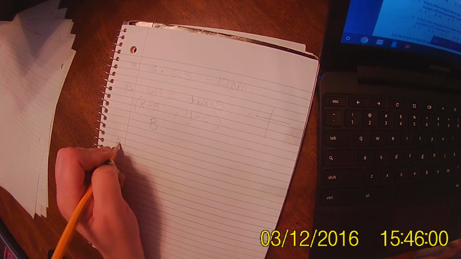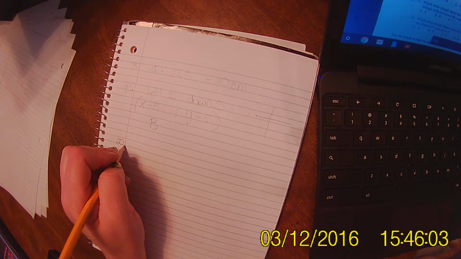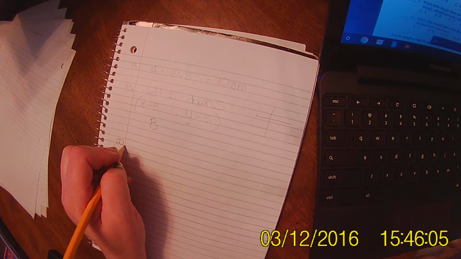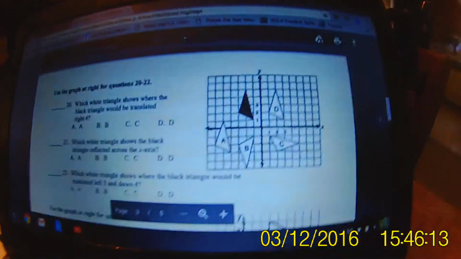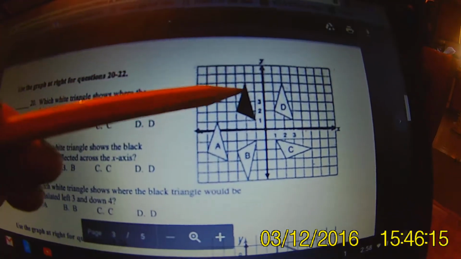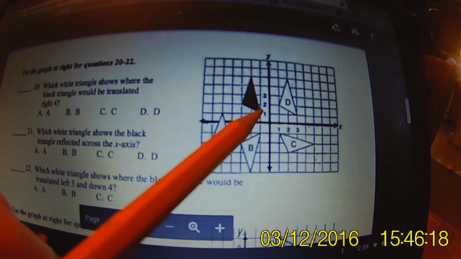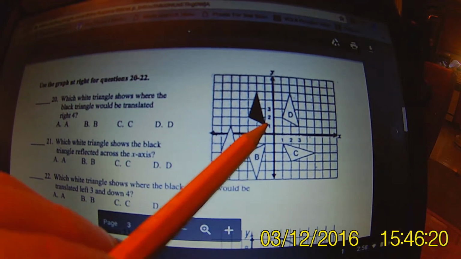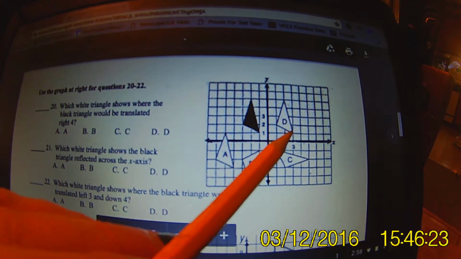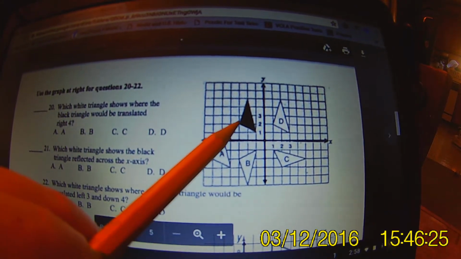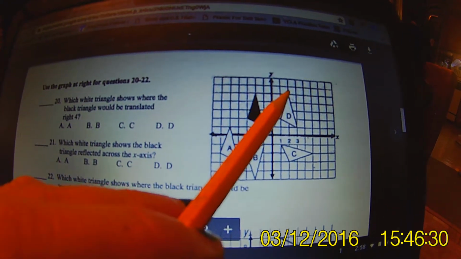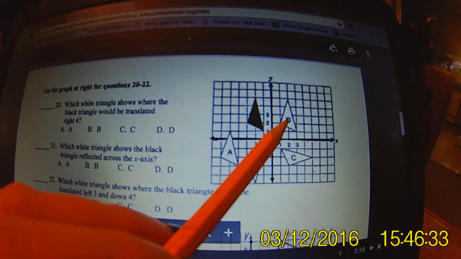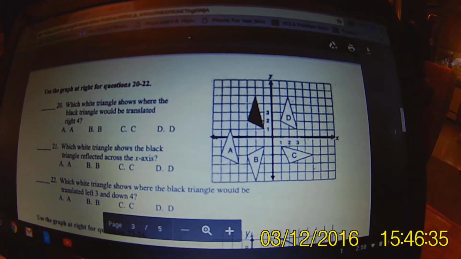Question number 20 says, which white triangle shows the black triangle would be translated right 4? So you're going to have to look at the black figure here, and you're going to have to move each piece to the right 4. So if I count 1, 2, 3, 4, I'm perfectly on that point. 1, 2, 3, 4. Because I'm only moving to the right, D is my only choice for that one.